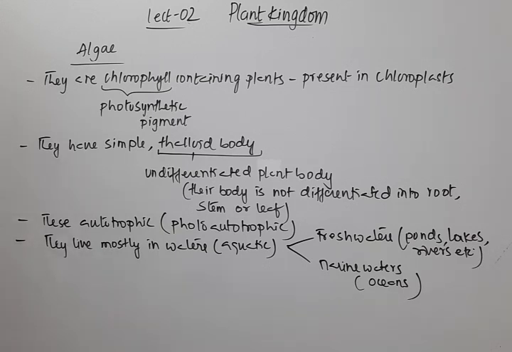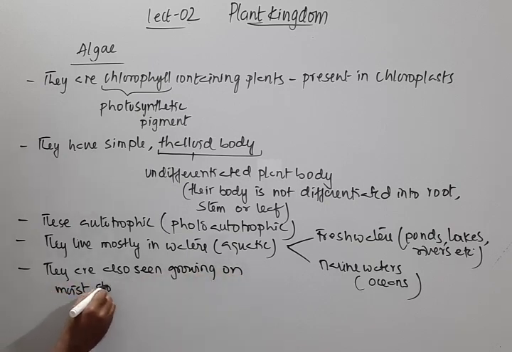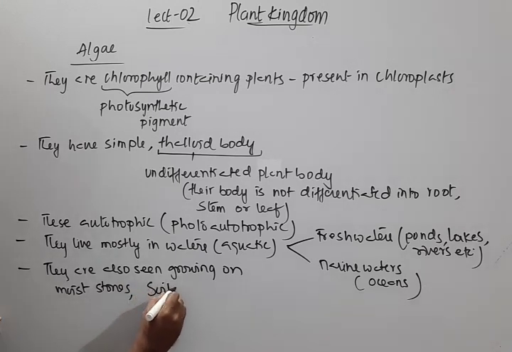Of course, there are a few that grow even in terrestrial habitats. They are also seen growing on moist stones. Where there are waterfalls, the stones will always be moist on either side, so you will see these algae growing. There are different species which might have habituated to grow on these moist stones, and also in moist soils and woods.